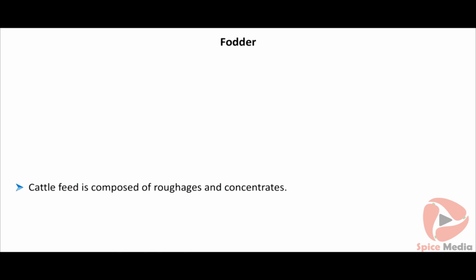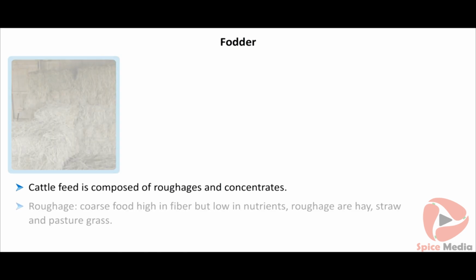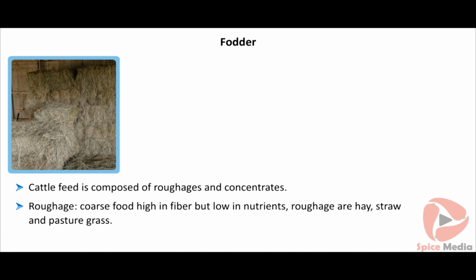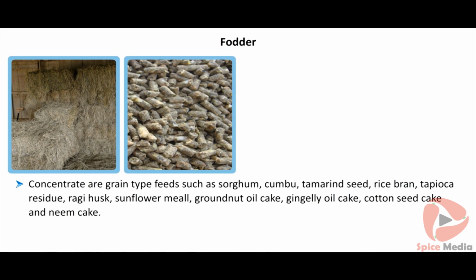Cattle feed is made out of roughages and concentrates. Roughage is a coarse food high in fiber but low in nutrients. Examples are hay, straw and pasture grass. Concentrates are grain-type feeds such as sorghum, kumbu, tamarind seed, rice bran, tapioca residue, ragi husk, sunflower meal, groundnut oil cake, gingelly oil cake, cotton seed cake and neem cake.